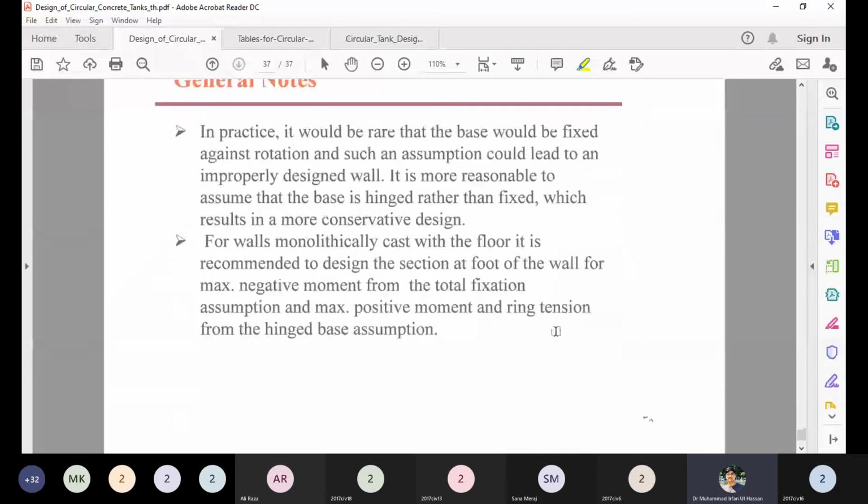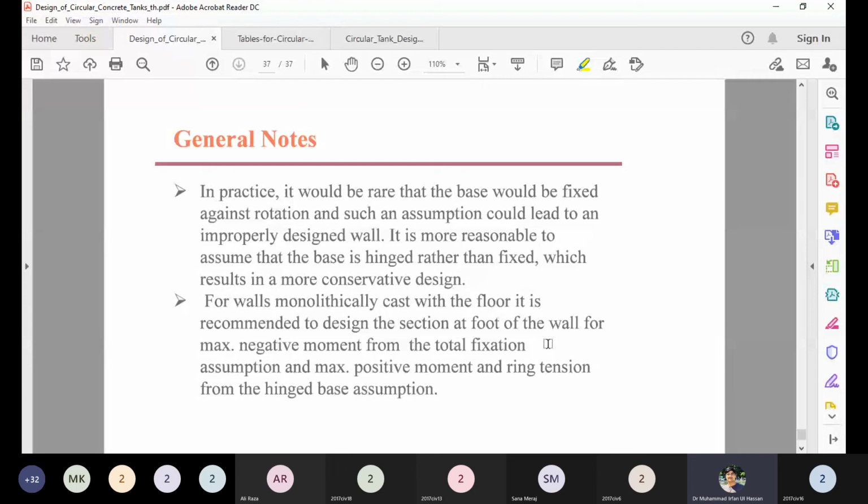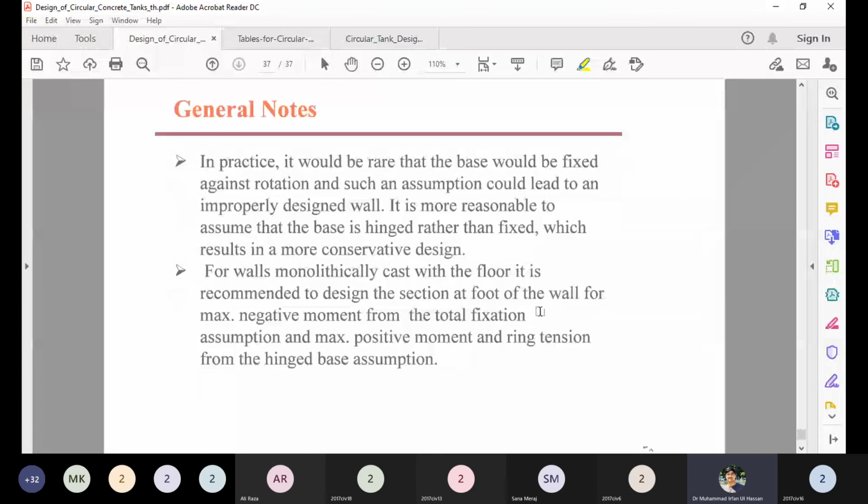You can see from the coefficients that the values are quite larger for the hoop tension when there is a hinge base, and the values are smaller for the hoop tension when there is a fixed base. So practically, what should we do? We should take the critical conditions. For designing the tank for the hoop tension, I will take it as a hinge base, and for designing the tank for the negative moment at the bottom, I should take it as a fixed base. So taking the critical scenario, you can get the maximum effect.